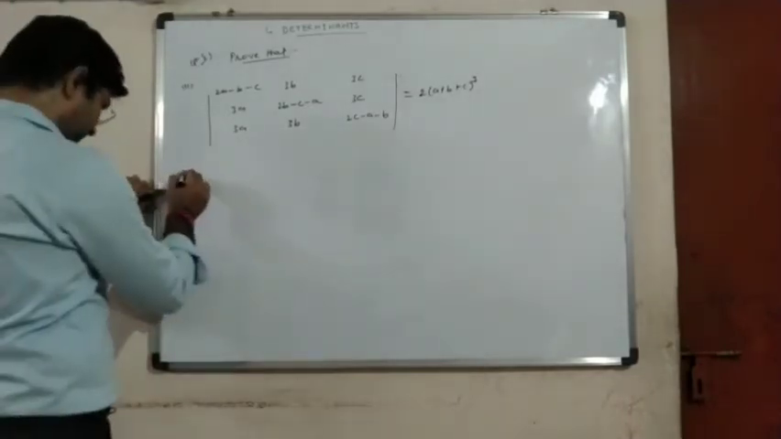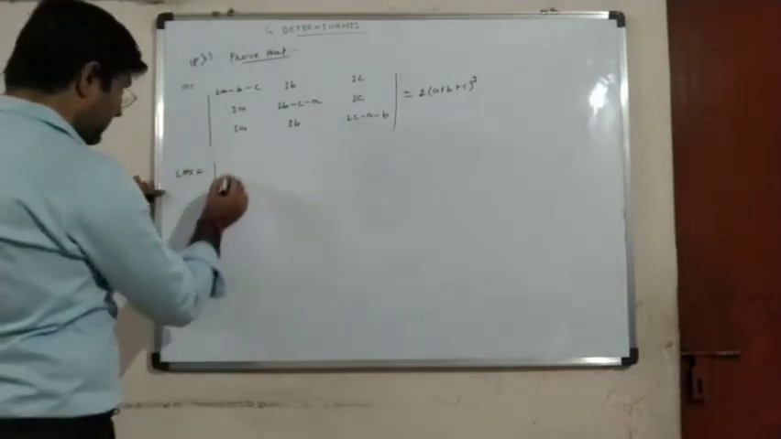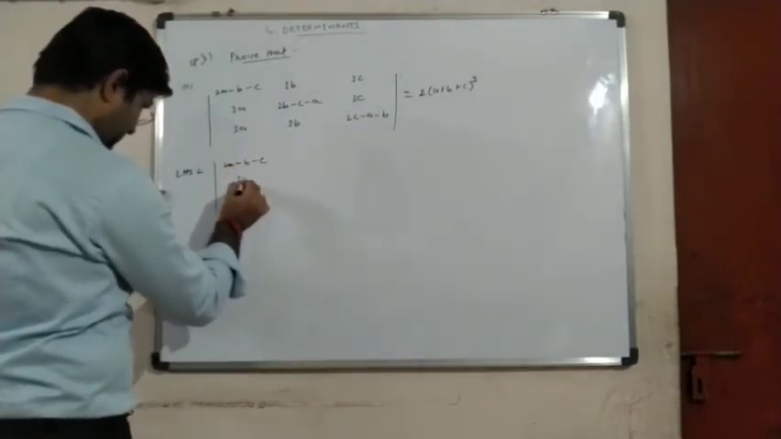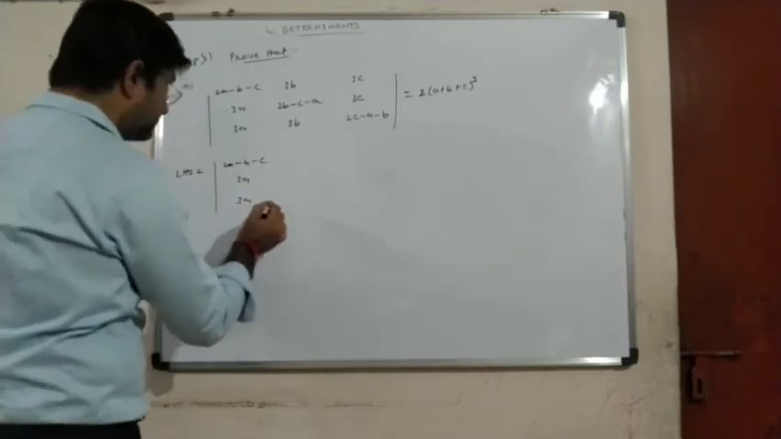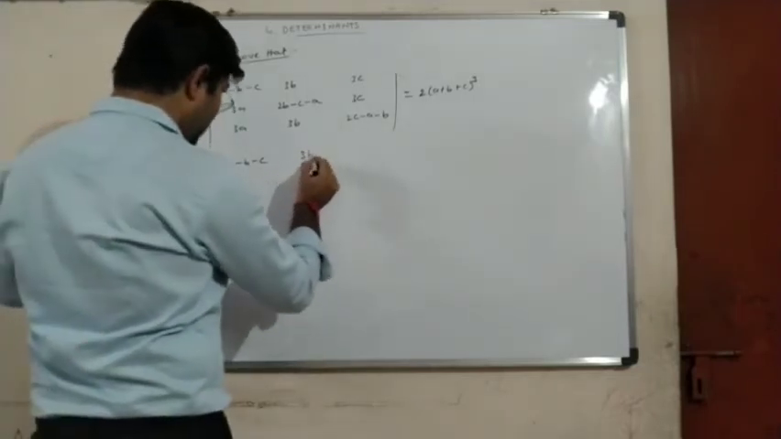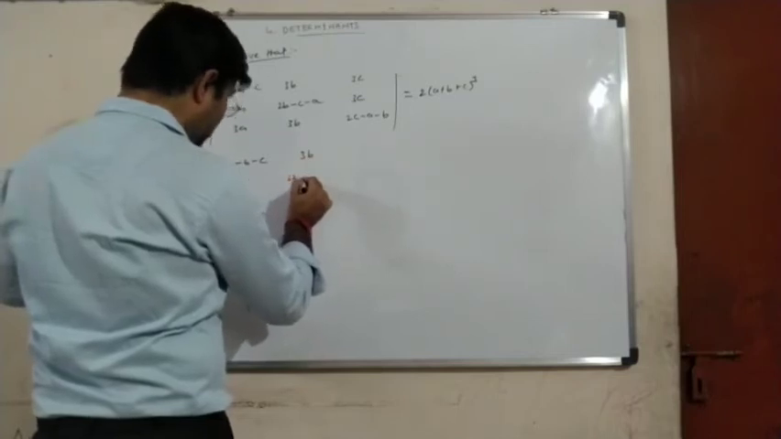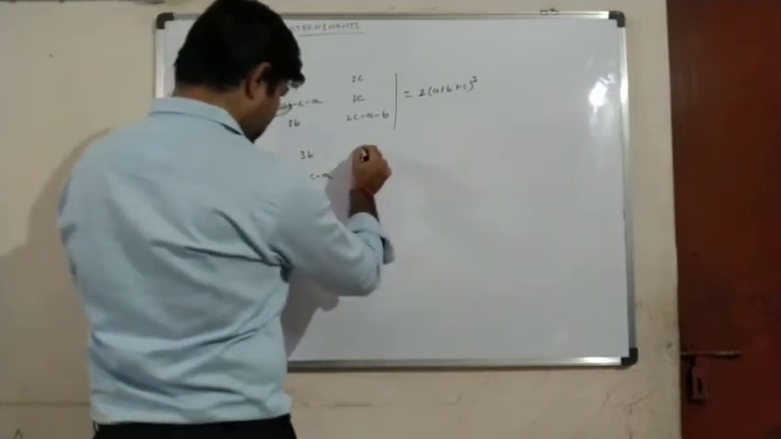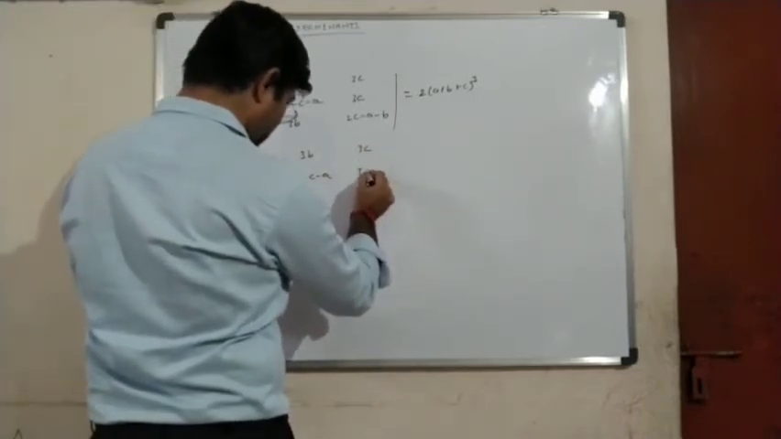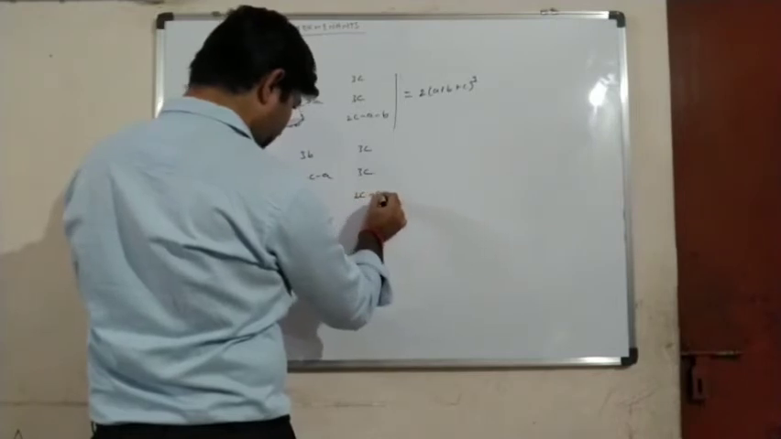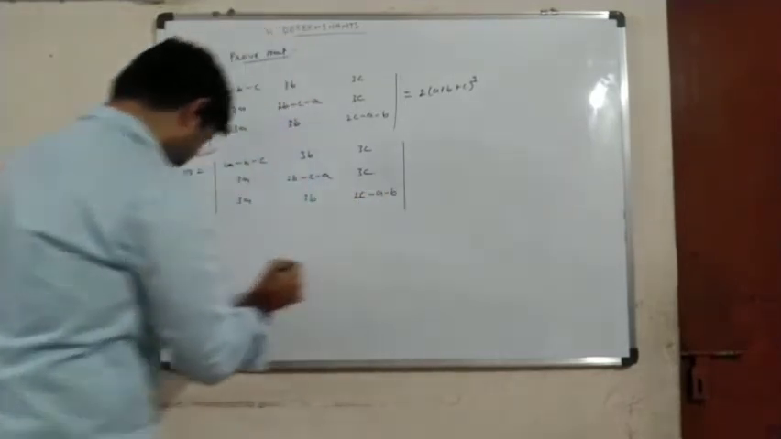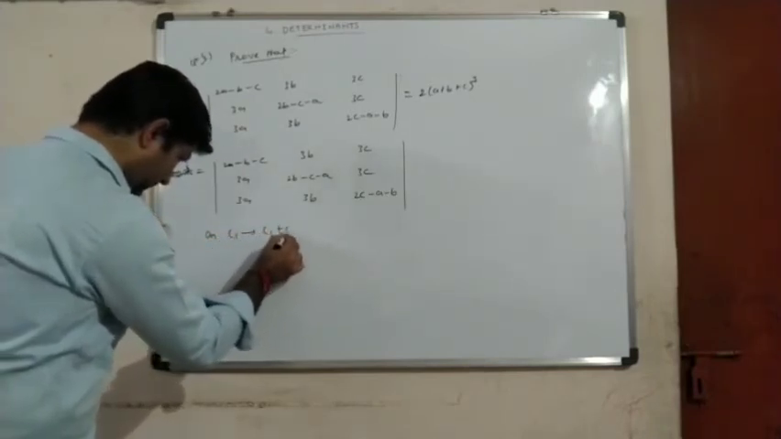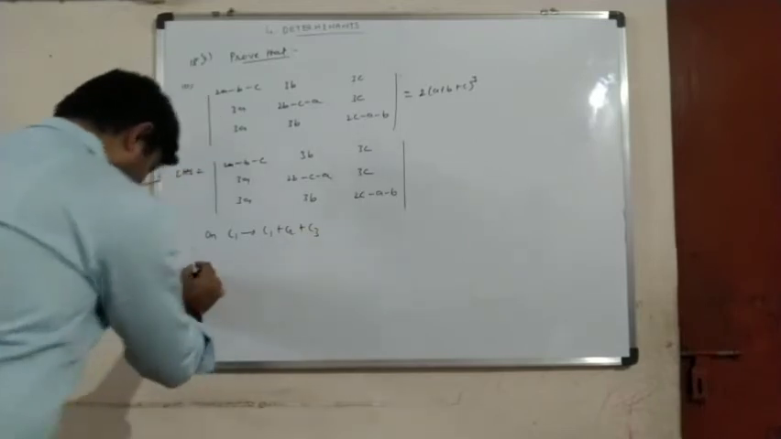Okay, so let us first write down the left hand side, LHS. LHS is the determinant with rows: 2a minus b minus c, 3a, 3a; 3b, 2b minus c minus a, 3b; 3c, 3c, 2c minus a minus b. So on C1 we will add the three columns, C1 plus C2 plus C3.